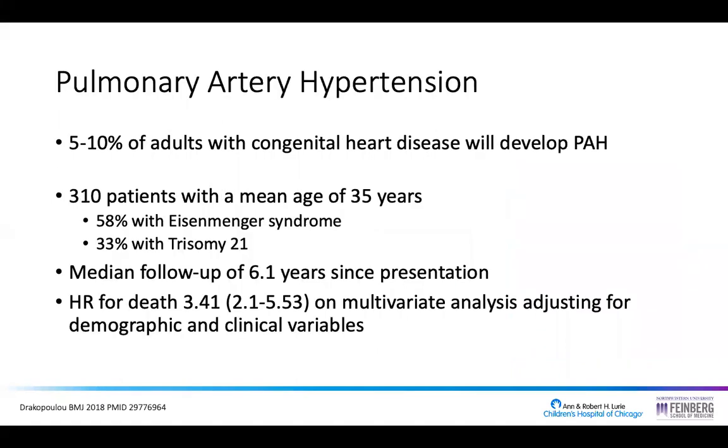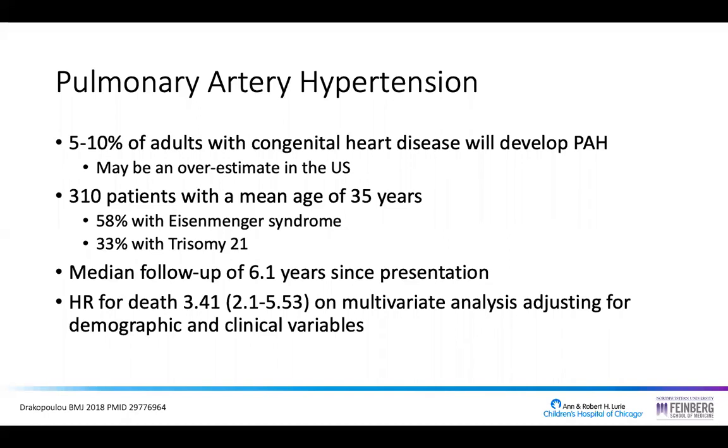And then finally, pulmonary artery hypertension. So the data that's quoted in this 2018 study in the British Medical Journal is that 5 to 10% of adults with congenital heart disease will develop pulmonary hypertension. This looked at 310 patients with a mean age of 35 years, and 58% had Eisenmenger syndrome, and 33% had trisomy 21. So that's probably an overestimate in the United States. There's no way that 60% of the people that we take care of in the United States have Eisenmenger syndrome.